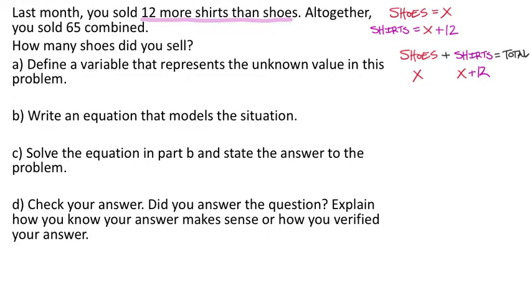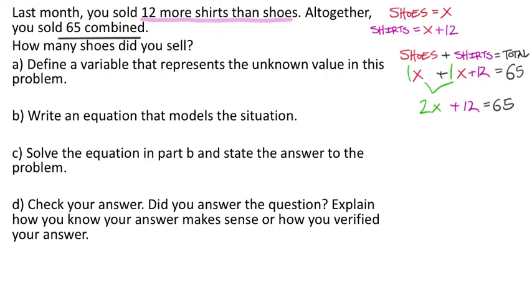And even the total was given in the problem. They said you got 65 total, or combined. So this should equal 65. If we add these together, we should get 65. This becomes an equation that we need to solve. Right here, let's combine our X at one X and another X. That would be two X's, still plus 12, and this equals 65.